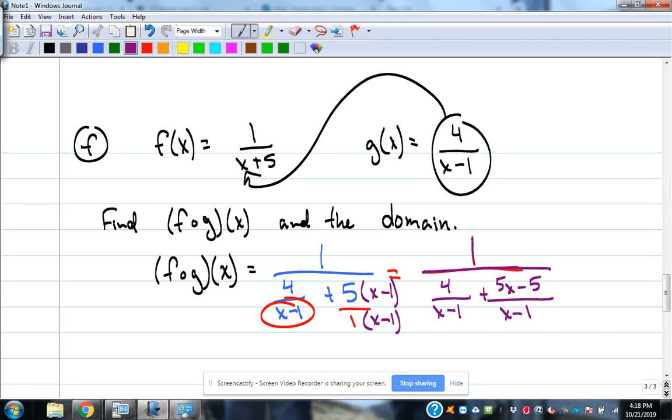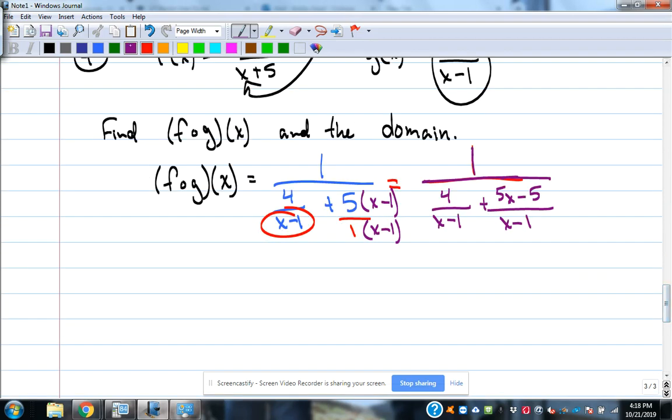We can simplify the bottom part because we got like terms, 4 plus negative 5. And so that's going to simplify to be 1 over 5x minus 1 over x minus 1. So we have a fraction inside of a fraction. I'm dividing by this fraction.